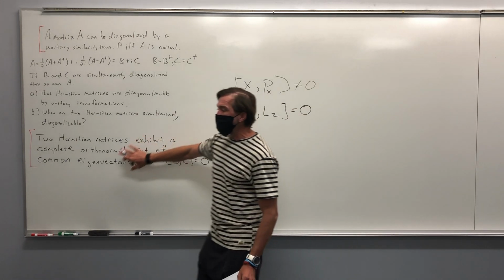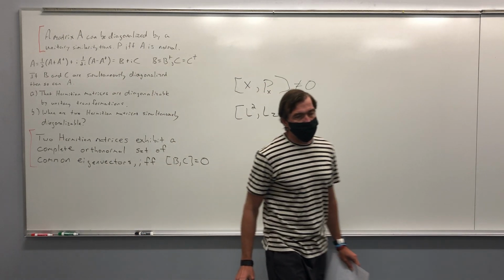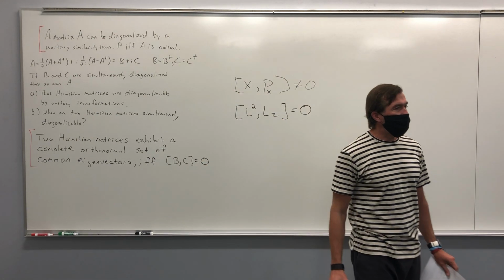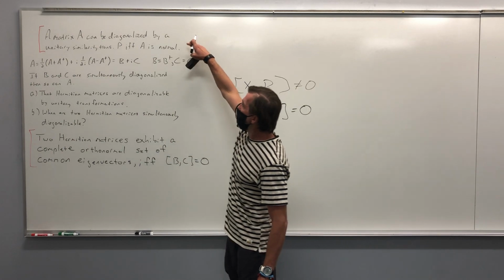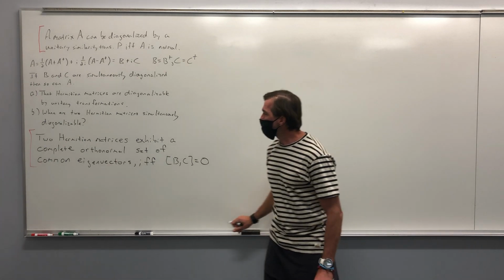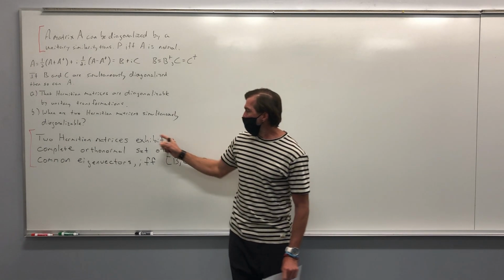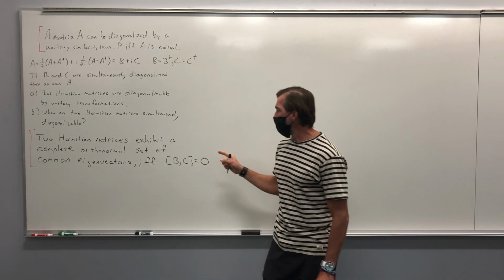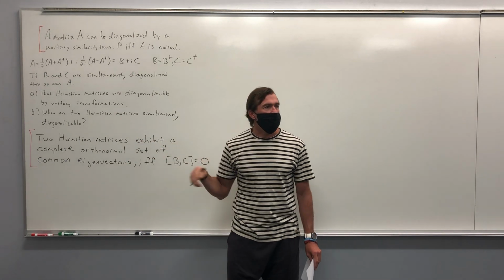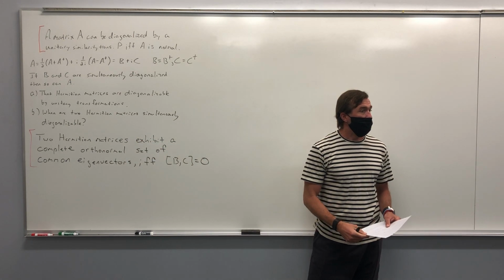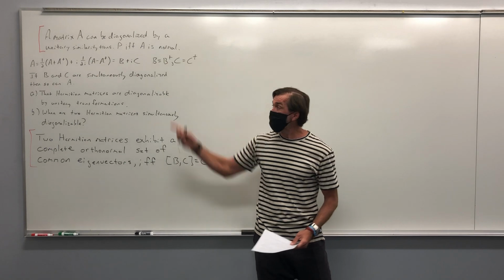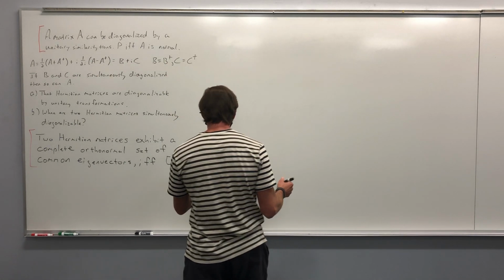So hopefully this is digestible from your quantum background. And now all I want to do is take this result, filter it into this story, and show once and for all the validity of this. Right now, two Hermitian matrices exhibit a complete orthonormal set of common eigenvectors. Well, this is indicating that these two matrices are simultaneously diagonalizable, as long as they commute, but let's see what implication that has for this story.